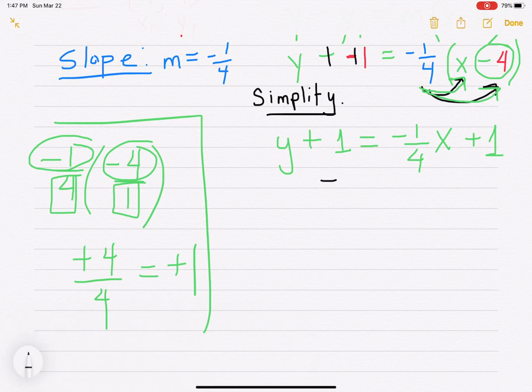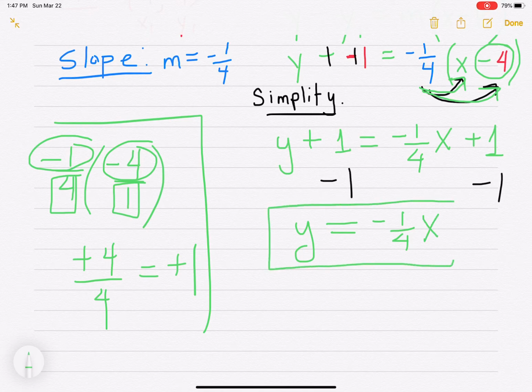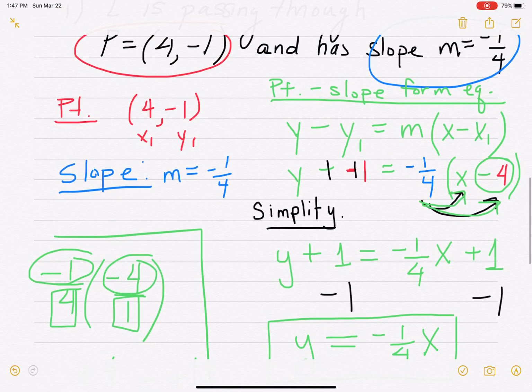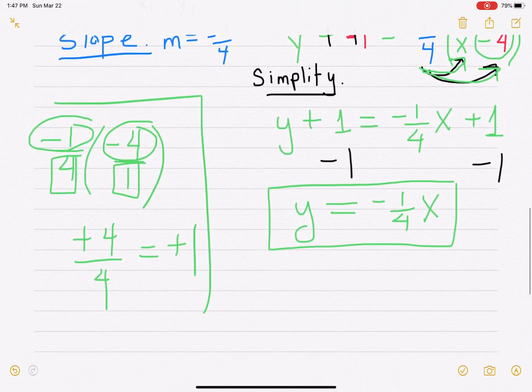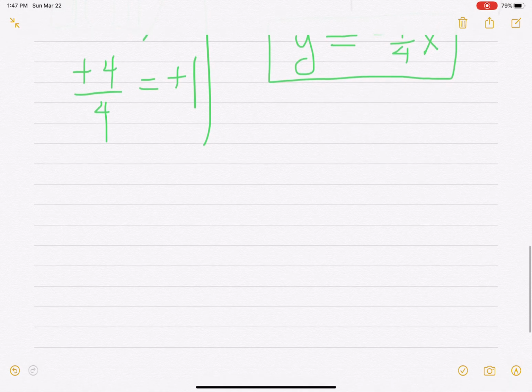I'm going to subtract 1 from each side. And I'm going to get the equation y, the positive 1 and negative 1 cancel, equals negative 1/4 times x. And the 1 and the negative 1 cancel also on the right. So you get y equals negative 1/4 x. That is the equation of the line that passes through the point (4, -1) and has a slope of negative 1 over 4. Okay, let's go on to another problem.